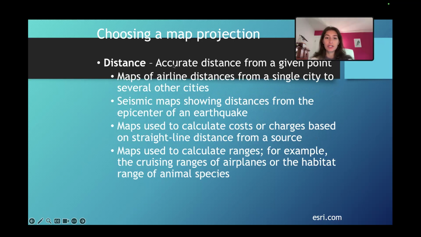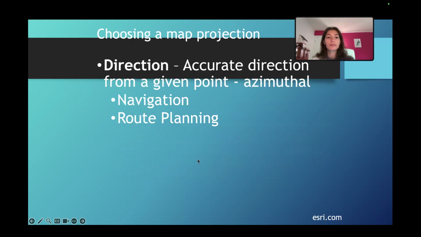Now, if distance is what's important, getting an accurate distance from some given point. This is something like maps of airline distances from one city to several other cities, right? You want to have an idea of how actually far things are. These are going to be things like your seismic maps. These are going to be things like maps used to calculate cost based on distance from one another, and also to calculate ranges, like habitat range of an animal species, cruising range for an airplane and such.